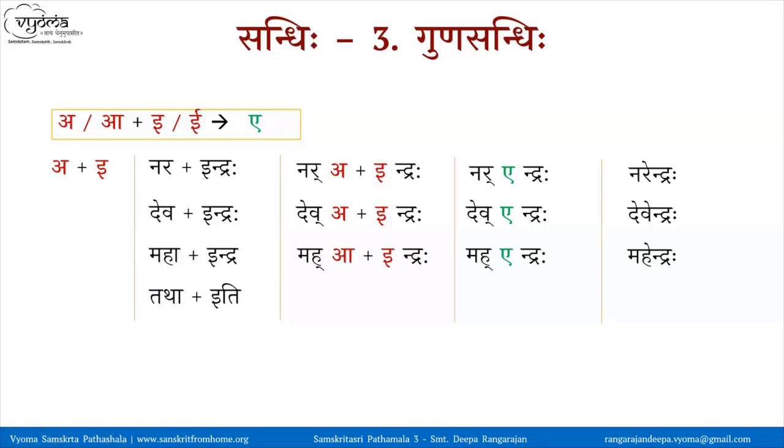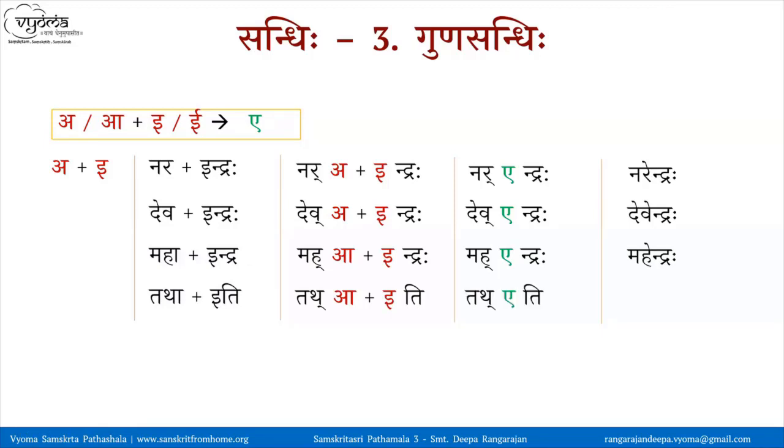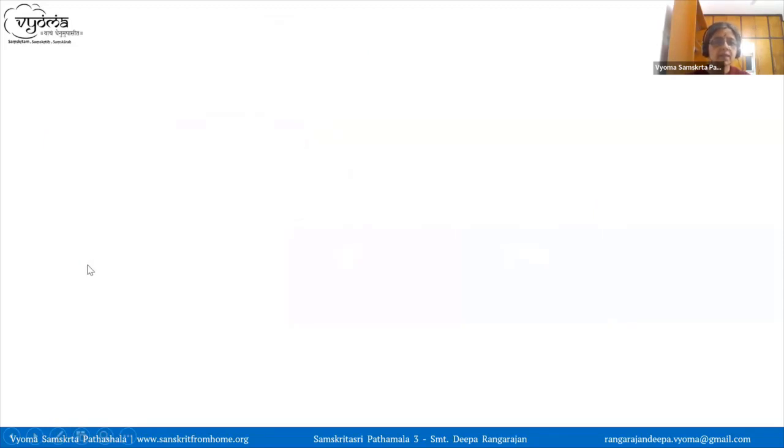Tatha plus Iti, Tathet. Yes, Tatheti. A and I. Tatheti, I missed. Tatheti. So this is an example for Akara with Ikara.